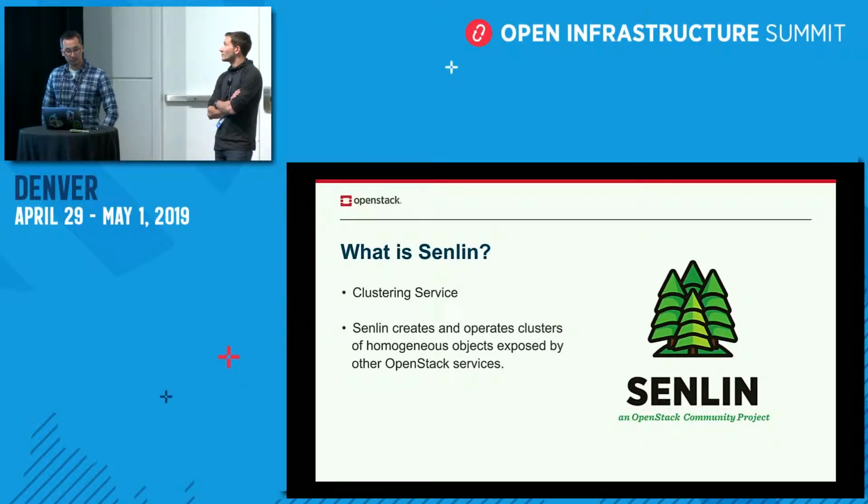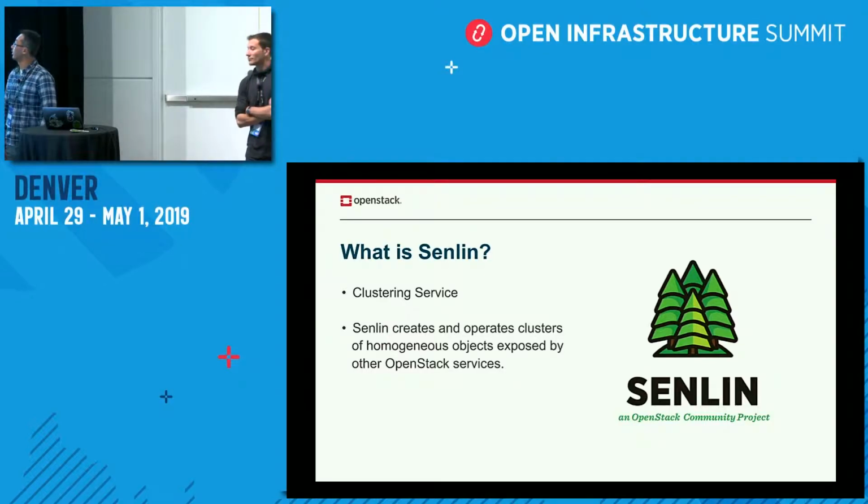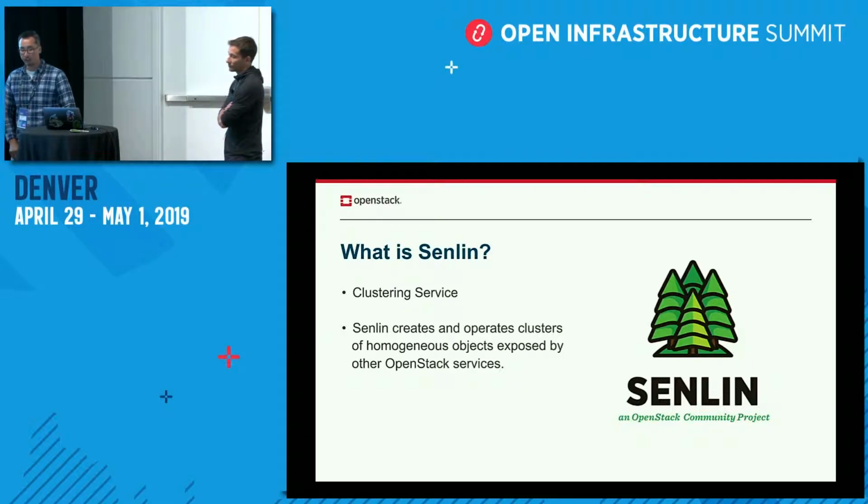And so let's start by talking about what is Senlin for those of you who are not familiar with it. Senlin is a clustering service in OpenStack. And what it does, it allows you to create clusters of objects that can be exposed to other OpenStack services. So the common use case would be you want to create a cluster of VMs, and then you can use Senlin to scale up or scale down those VMs.